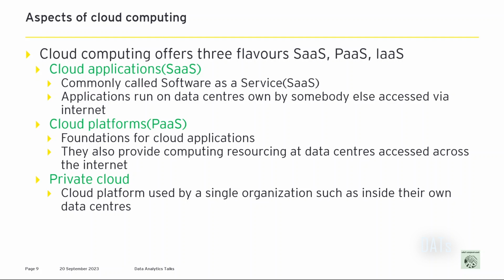Take an example: we have Office 365. We have Microsoft Online, Word Online, Excel Online, Office Online. They are all services that we can subscribe to on an individual basis. Such software as a service is known as SaaS. The applications run on data centers owned by somebody else, accessed via internet, which is called software as a service.